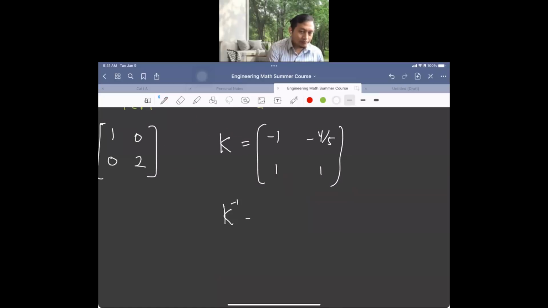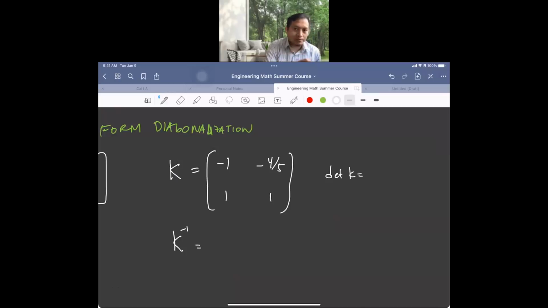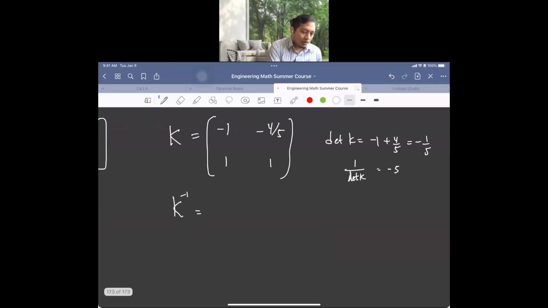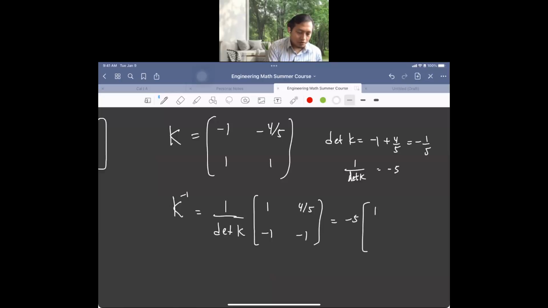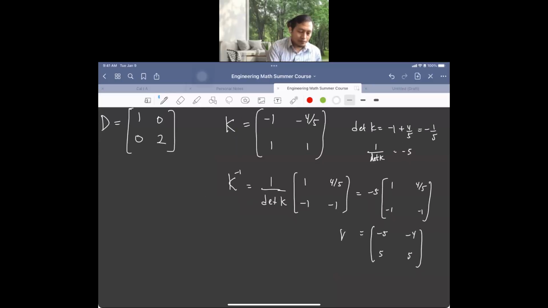Okay. Now first is finding the K inverse. Maybe finding the determinant of K. The determinant is -1 plus 4/5. It's -1/5. So 1 over determinant K is -5. Okay. So the K inverse is 1 over determinant K, and then this will be 1, -1, -1, 4/5. Or this will be -5 multiplied with all this. Okay, that's our K inverse.